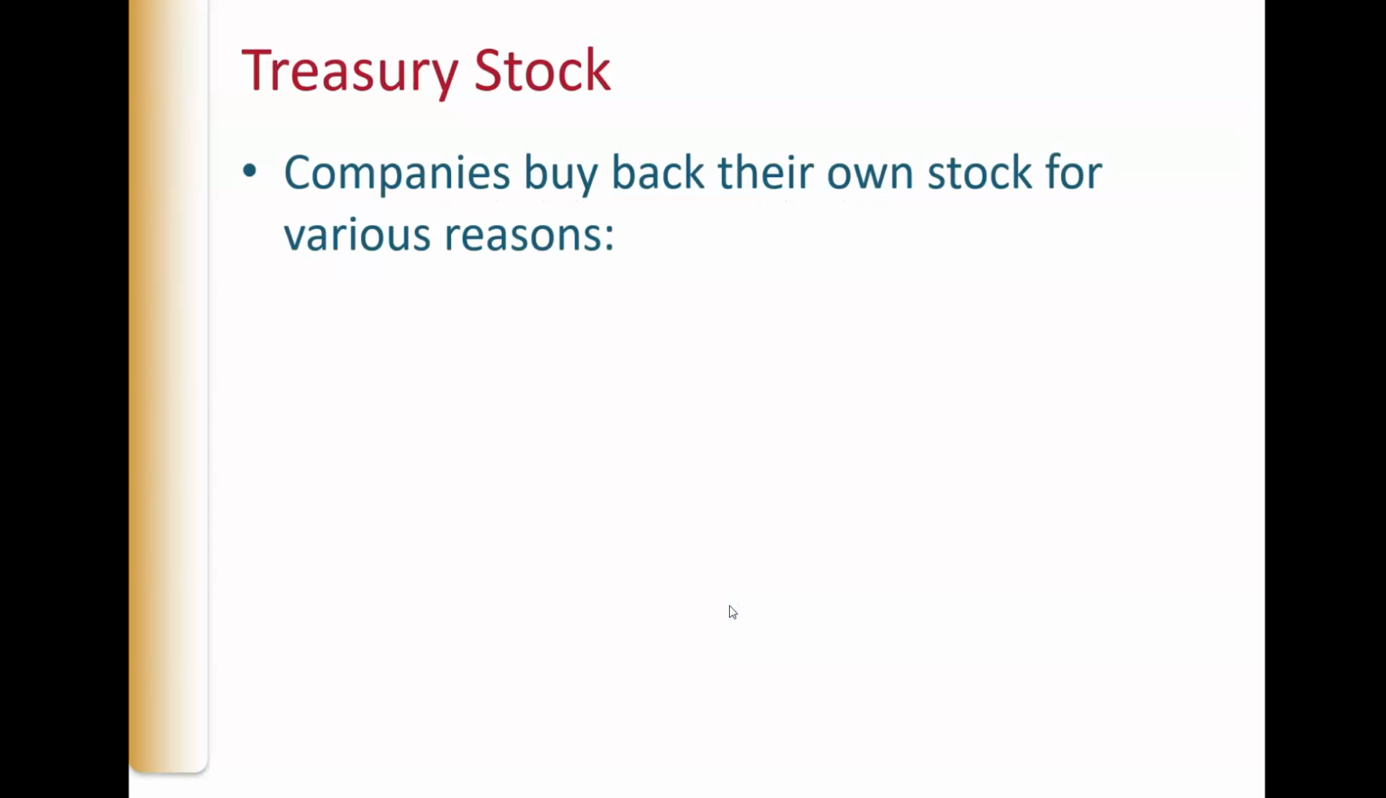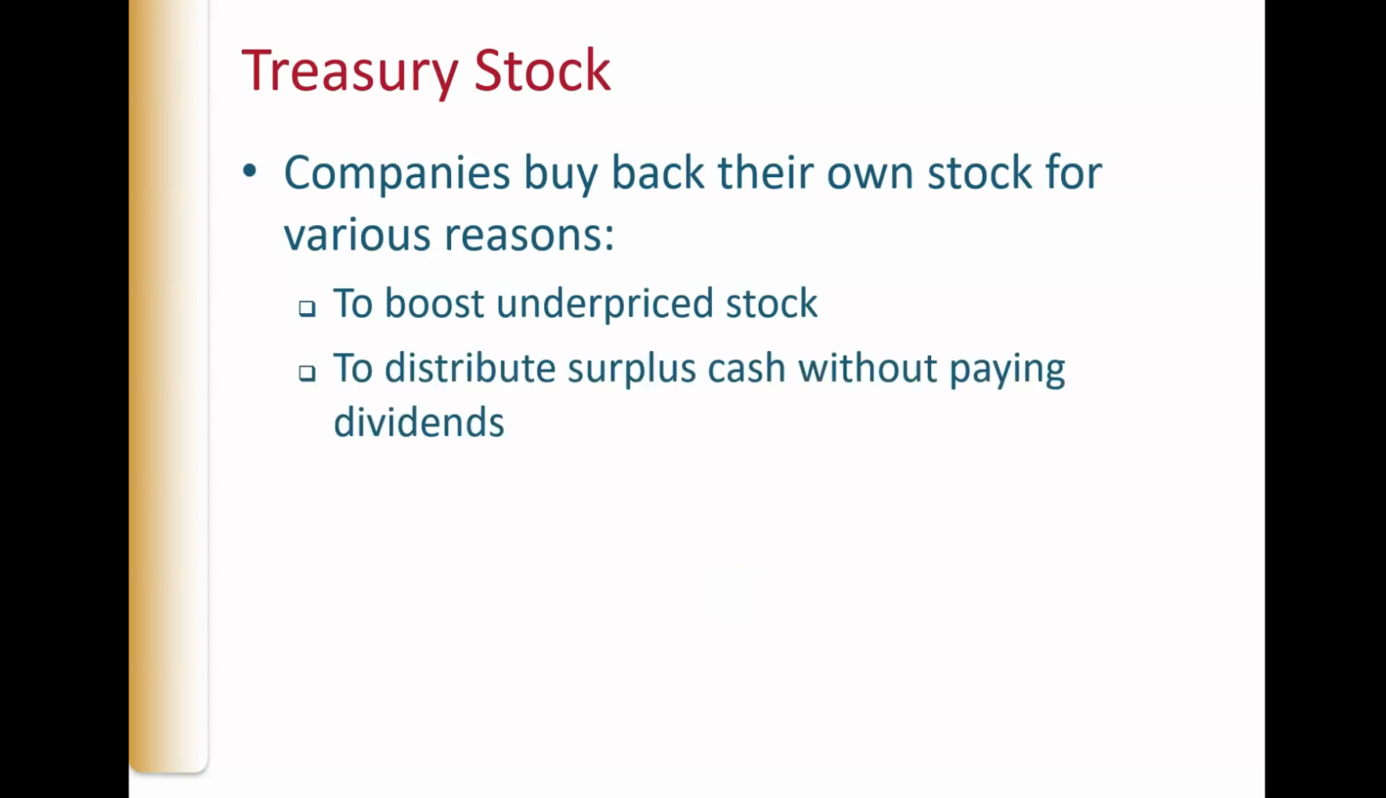Treasury stock. So companies buy back their own stock for different reasons. They may want to boost underpriced stock by trading in the market on it. They may want to distribute some surplus cash, but they don't want to pay dividends. So they could buy back their own stock and reissue it again later. They may want to boost their earnings per share.